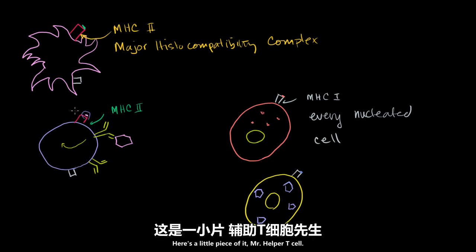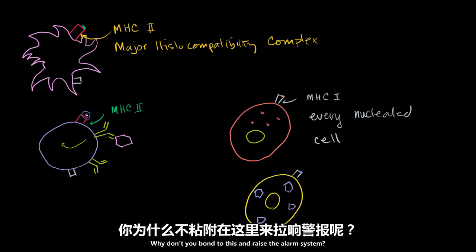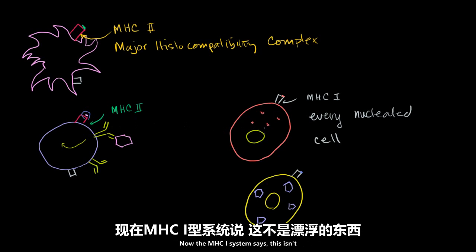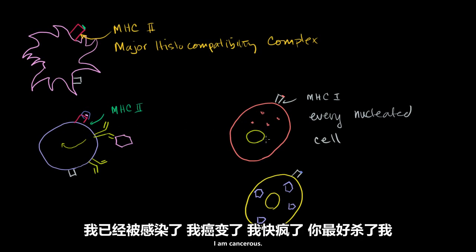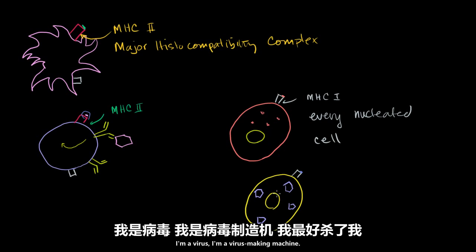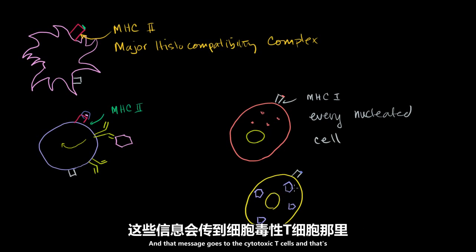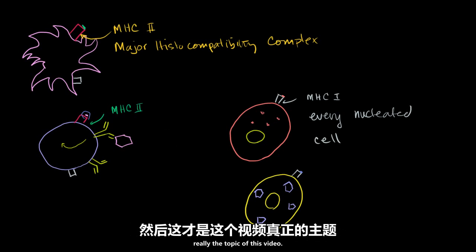Here's a little piece of it, Mr. Helper T cell. Why don't you bond to this and raise the alarm system? Now, in the MHC1 system, it says: this isn't stuff floating around. I've been infected. I am cancerous. I am going nuts. You better kill me. I'm a virus. I'm a virus-making machine. You better kill me. And that message goes to the cytotoxic T cells. And that's really the topic of this video.